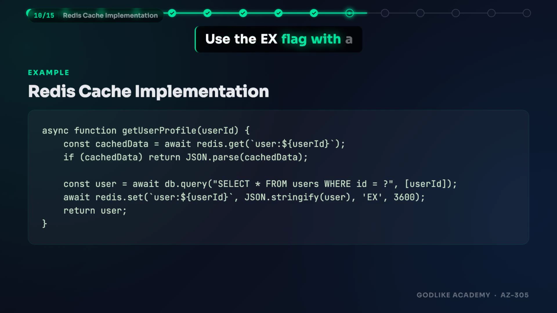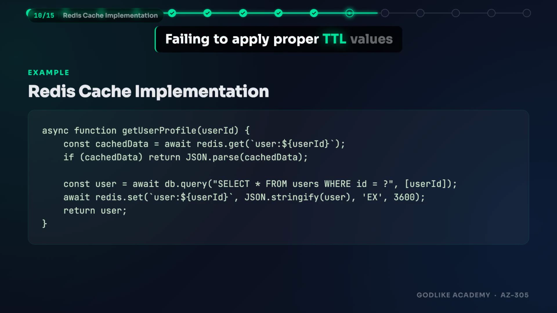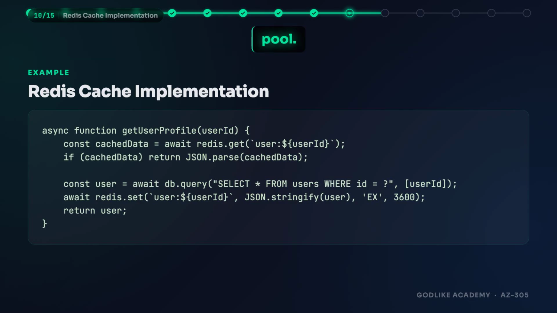Use the EX flag with a 240-second TTL during every write operation to guarantee eventual consistency. Failing to apply proper TTL values will cause cache stampedes that instantly saturate your primary SQL Server connection pool.